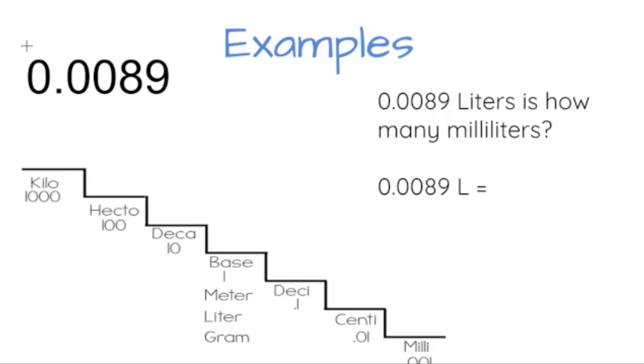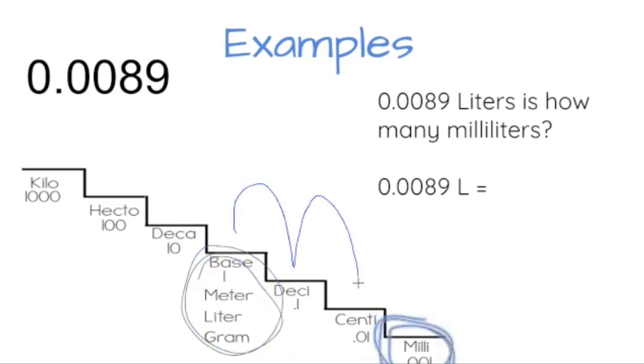Okay, now that you've had a minute to solve, let's see what our answer should be and see if your answer matches. We are given liters, so we're starting at our base right here. We are going to milliliters, so this bottom step right here. 1, 2, 3. There we go. That means we move our decimal 3 times. Our decimal is here. We bounce 1, 2, 3. Our new decimal is now in between the 8 and the 9.